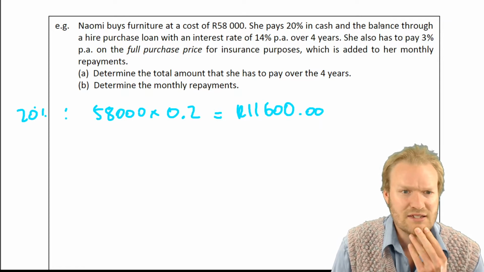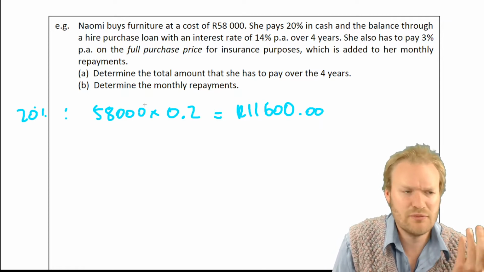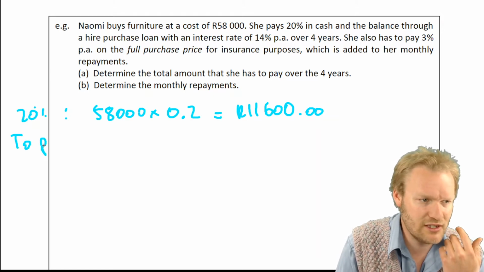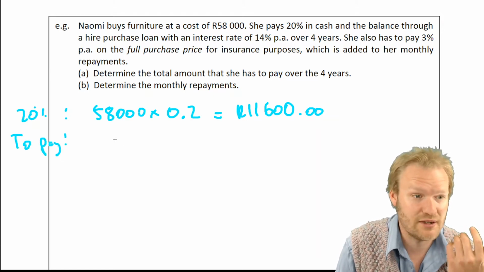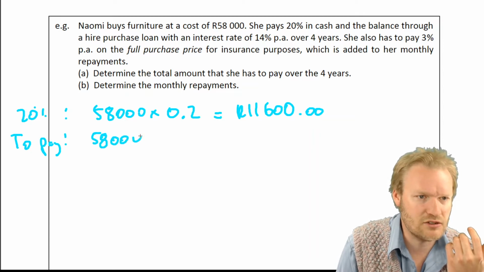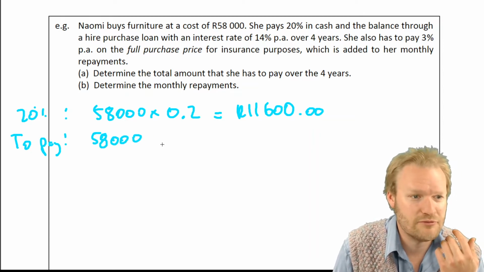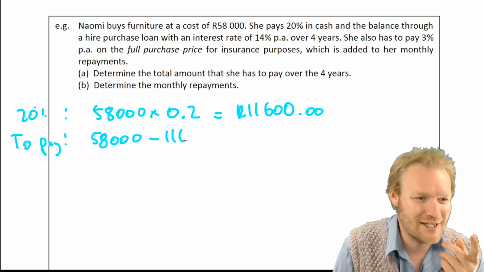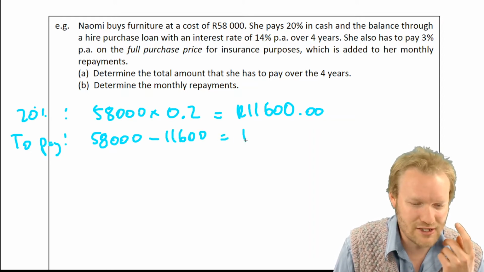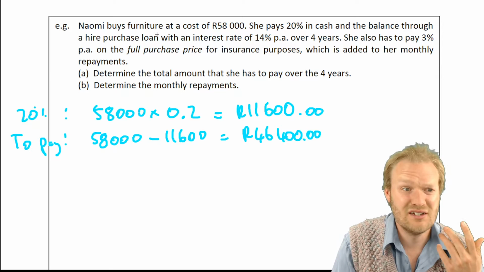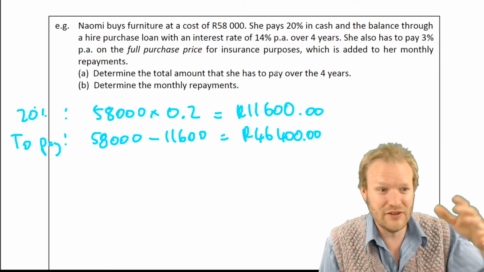And she pays the balance. Okay, so maybe we should work that out. How much does she still have to pay? So let's write there. How much to pay? To pay is this 58,000, some fancy furniture, minus the 11,600 gives us 46,400.